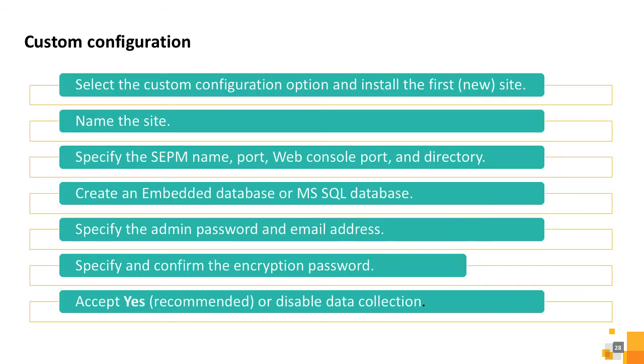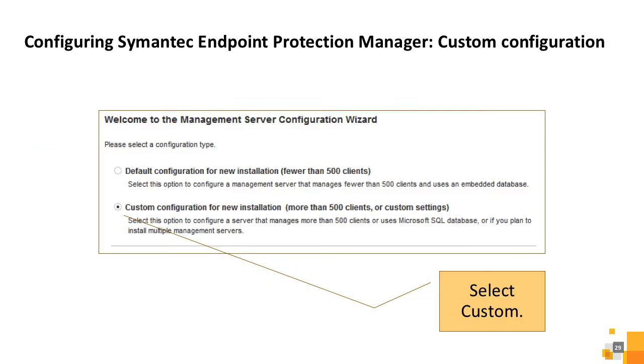When you select the custom configuration, you perform the steps shown in the slide to install the Symantec Endpoint Protection Manager. When you perform a custom configuration, perform the following. Select the custom configuration for a new installation option for more than 500 clients or using custom settings. This parameter affects the initial value of settings, such as the server and client communication mode and heartbeat intervals, and allows for additional configuration options when using an MS SQL database or multiple management servers.